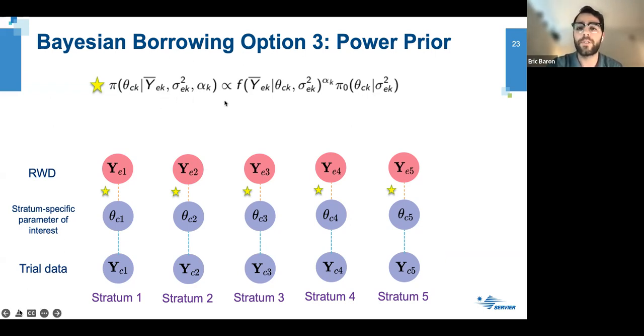How the power prior works is we use this likelihood for the external data. We then discount our external data with the formulation of a discounting parameter alpha K for each of the K stratum. And then the standard formulation is to use a non-informative prior, and that's what we do here as well. And then we'll discuss the formulation. And just once again, within each of the K stratum, we have both sources of data. We have both external data and current data.